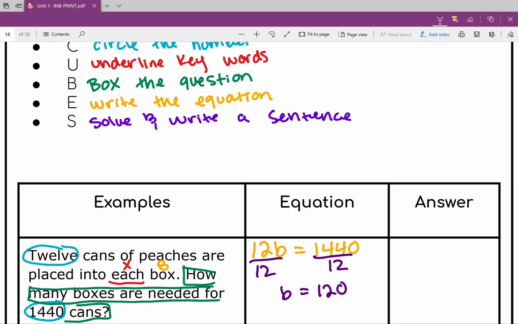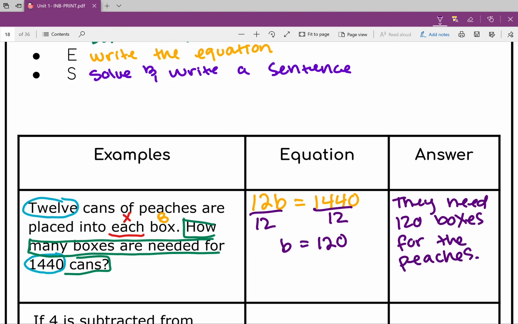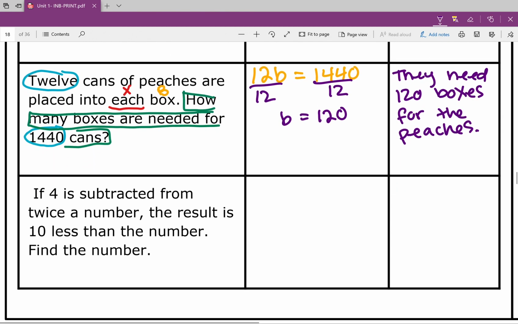So if we were to write this in a sentence, this would say they need 120 boxes for the peaches. Okay, good. Let's look at example 2.